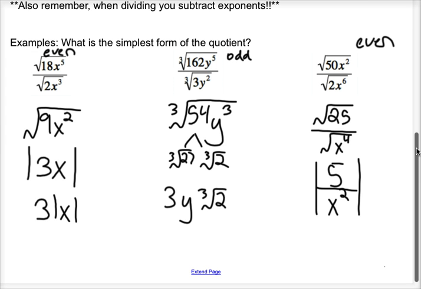Now, I do have to consider my absolute value here. The cool thing though is 5 is just a number, so it doesn't have to worry about it. X squared has an even exponent, so it's going to be positive no matter what. So in this case, I actually don't need the absolute value, but still be in the habit of considering the absolute value.